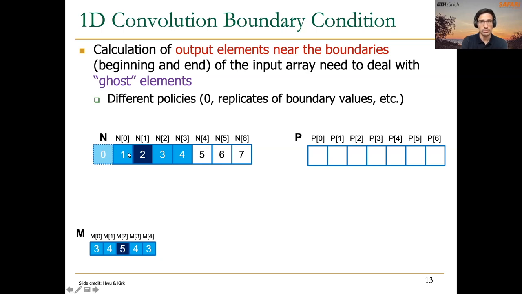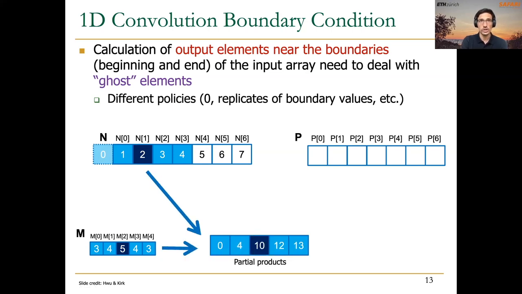So in this particular example, we are using zero as a ghost element, as you see here. And we have to use this ghost element in this specific example when we want to calculate P1. So when we place the mask centered on top of N1, we perform the multiplications, as you see, and because this ghost element is zero, the corresponding partial product is zero. After that, we perform the reduction and obtain the value P1 in this case.